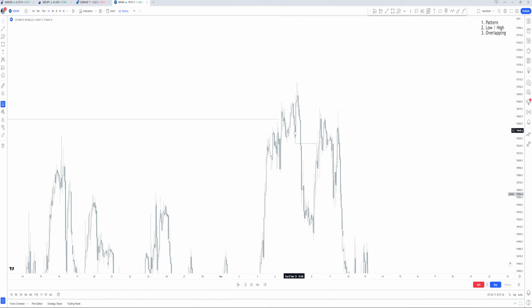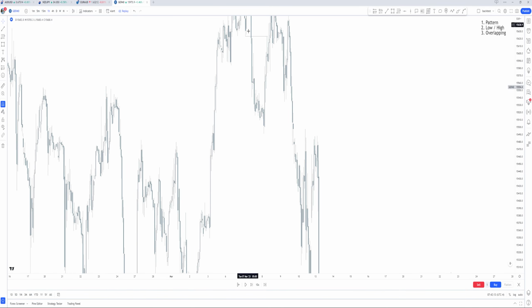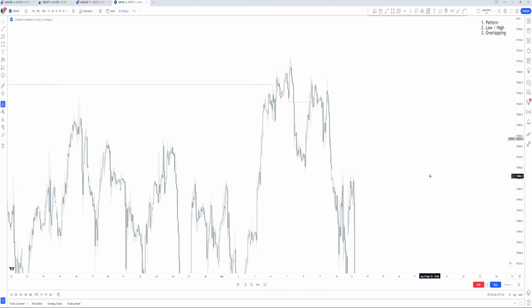So we had our breaker pattern right here. And then here we have our swing failure. And this creates a mitigation block. Now again, remember the steps. And again, a breaker block is strong, especially with an overlapping fair value gap, if your bias is correct.